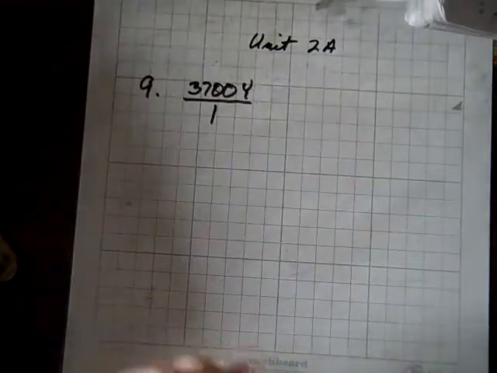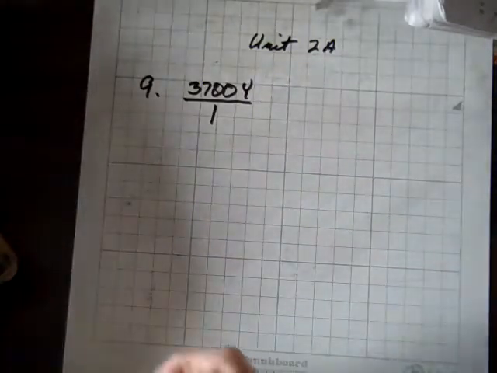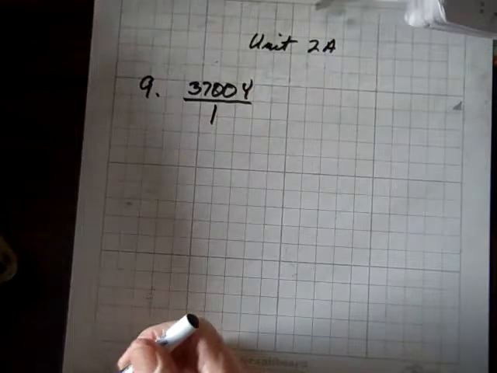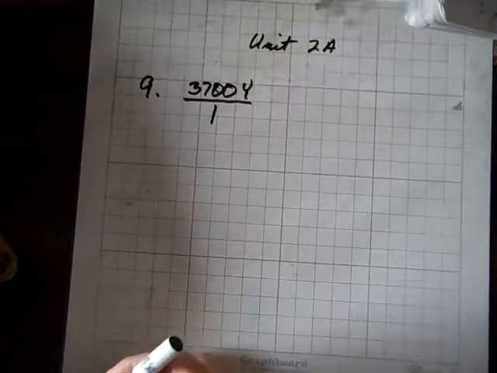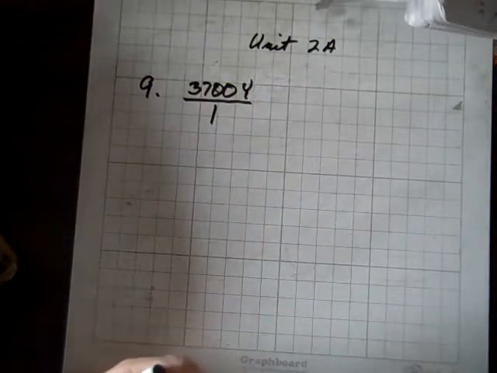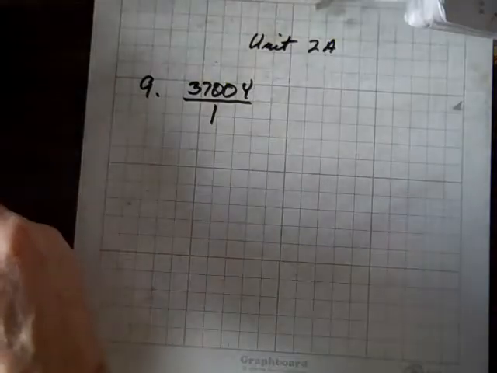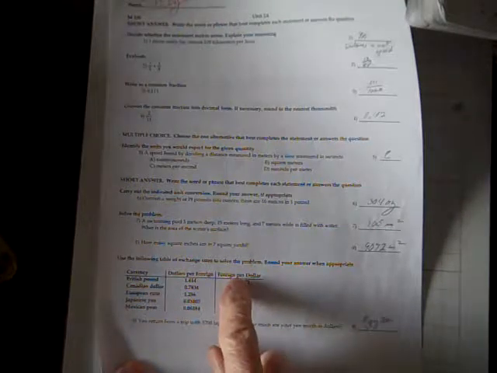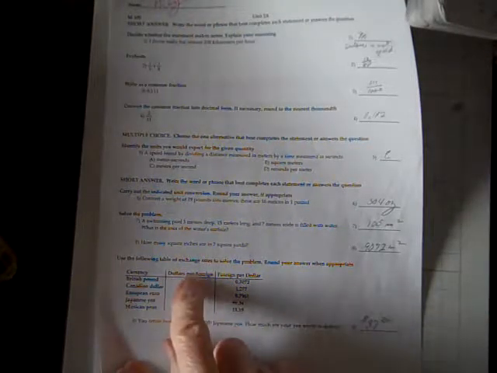For number 9, we return from a trip with 3,700 Japanese yen. How much are your yen worth in dollars? Well, notice we have 2 columns we can go by: foreign per dollar or dollars per foreign. It doesn't matter which we use. Let's just use the dollars per foreign.